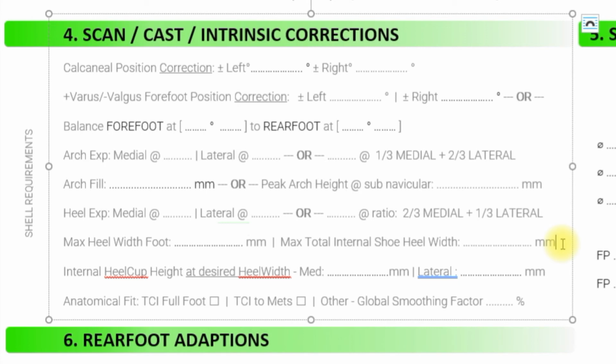Okay, so that's maximum heel width of the foot, internally the shape of the device, and the total internal shoe width that you provide to us. And this is a common query that practitioners have when they get devices back and say, look, my device isn't as wide as I wanted it, or it's too narrow.